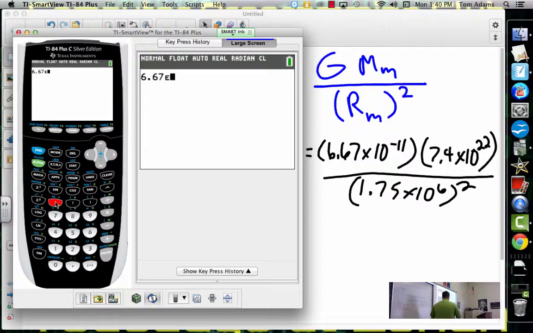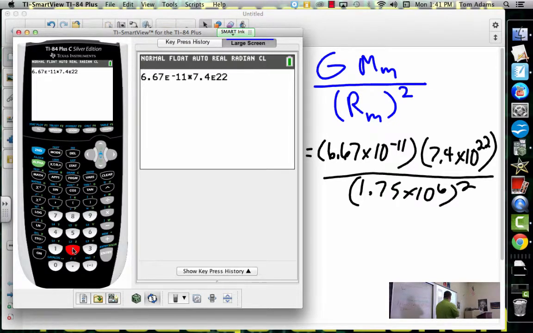So I'm going to put negative 11 here, using the negative sign, times 7.4, and then I'm going to do this E thing again to the 22. Now before I hit enter, what's 7 times 6? 42. What's 7 times 7? 49. So we're going to get anywhere from 4.2 to 4.9 times 10 to the something. Does that make sense?